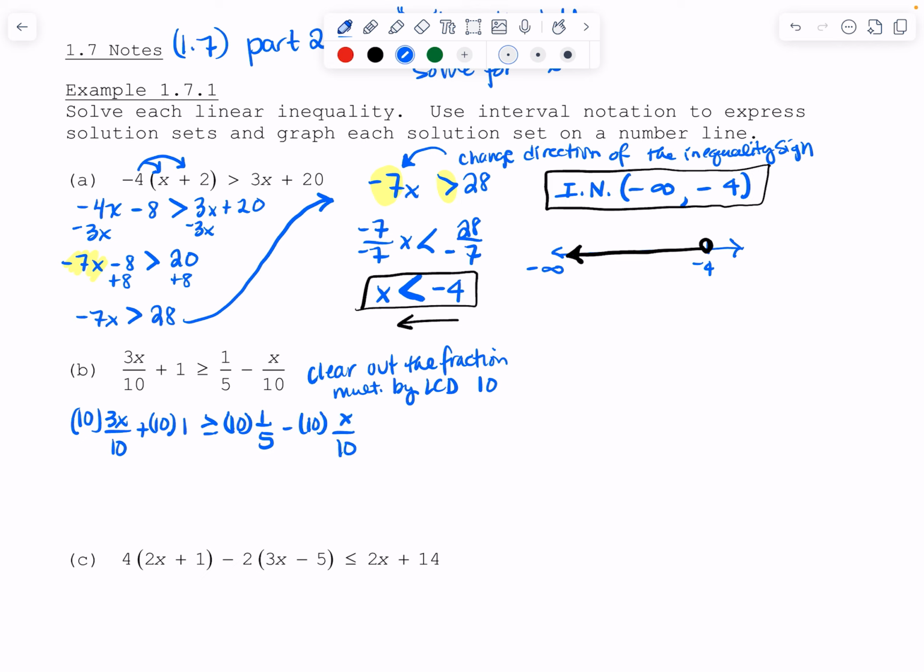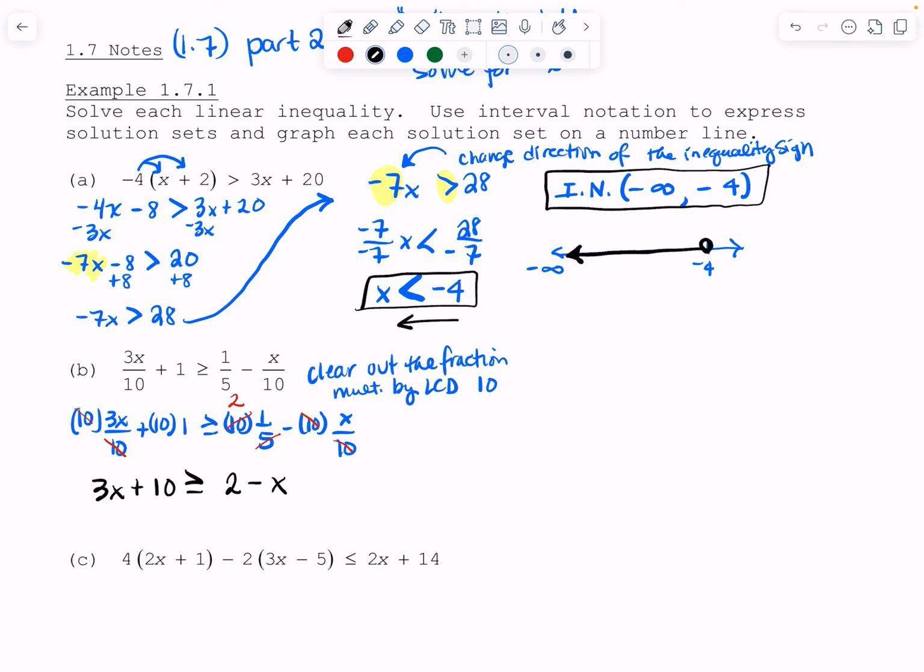Okay, so it looks like that. When you multiply everybody by 10, now you can cancel stuff out. So 10 divided by 10 is 1. So I'm left with 3x plus 10 times 1 is 10, greater than or equal to 5 goes into 10 twice, so 2 times 1 is 2, minus, now these 10s will cancel each other, and I'm left with just x. So when I clear out the fractions, I have 3x plus 10 is greater than or equal to 2 minus x.